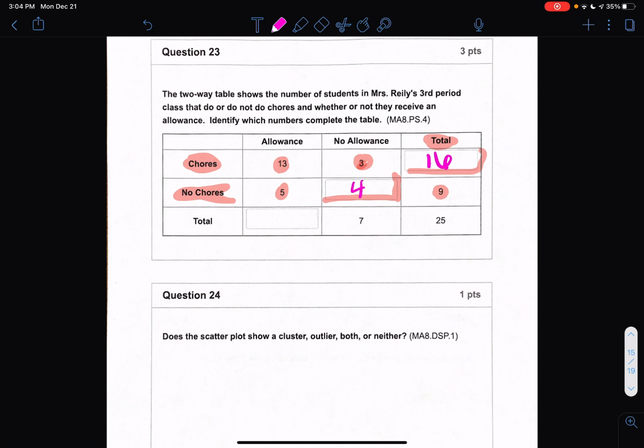And the very last one, which is my total amount of people that get an allowance. So you can find this 2 different ways, and all of these you can find different ways. You don't necessarily have to do it my specific way. So looking at this last box, it is total amount of people that get an allowance. I can either add the 13 plus 5, or I can subtract my total amount of people that I have in general minus the 7 that do not get an allowance to figure out how many do get an allowance. If I add 13 plus 5 or subtract 25 minus 7, I get a total amount of 18.